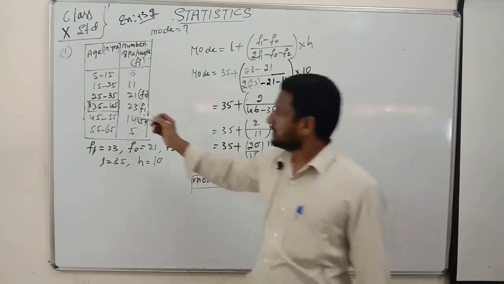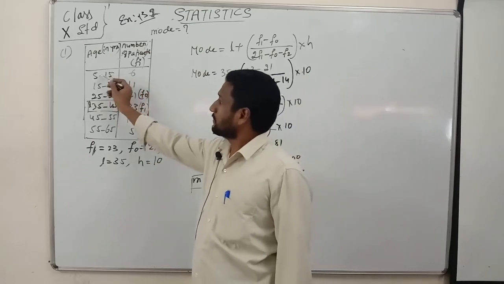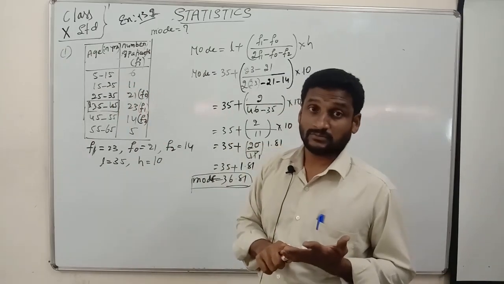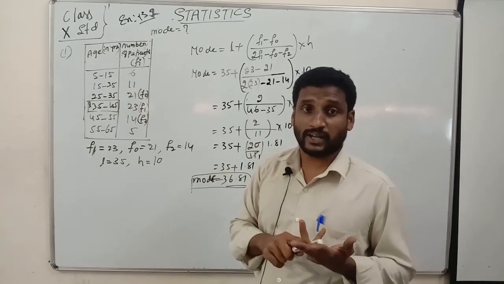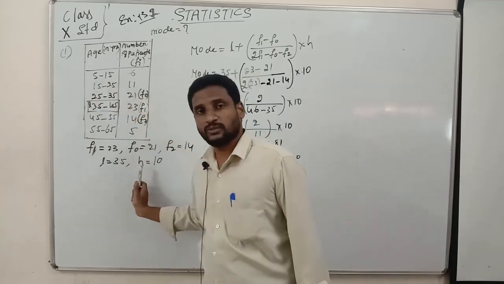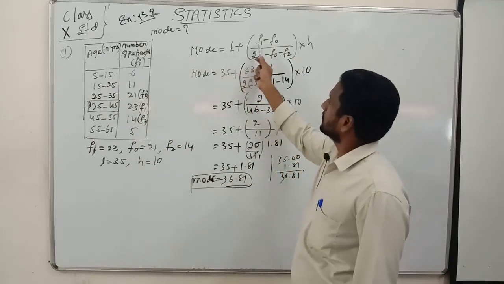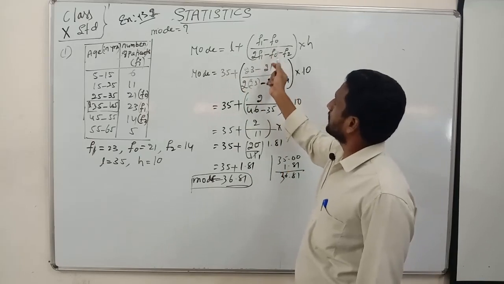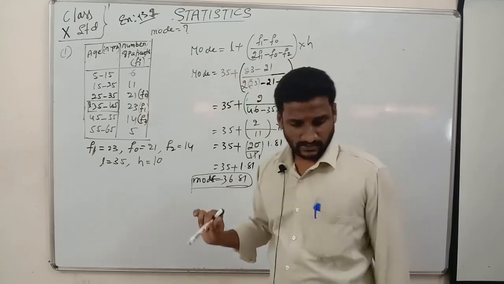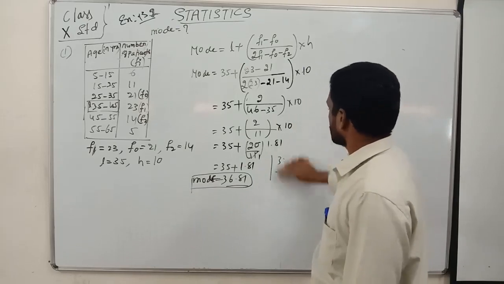If it is exclusive, the repeated number is counted once. You must count from 5 to 5 inclusively. That is a major mistake, most of them make a major mistake there only. Including 5, 6 up to 14 we can count it, so the H value, the class size, is 10. Substitute the values. Mode is equal to L plus F1 minus F0 divided by 2 F1 minus F0 minus F2, into H. Substitute all the values and simplify. So this is your mode calculation.